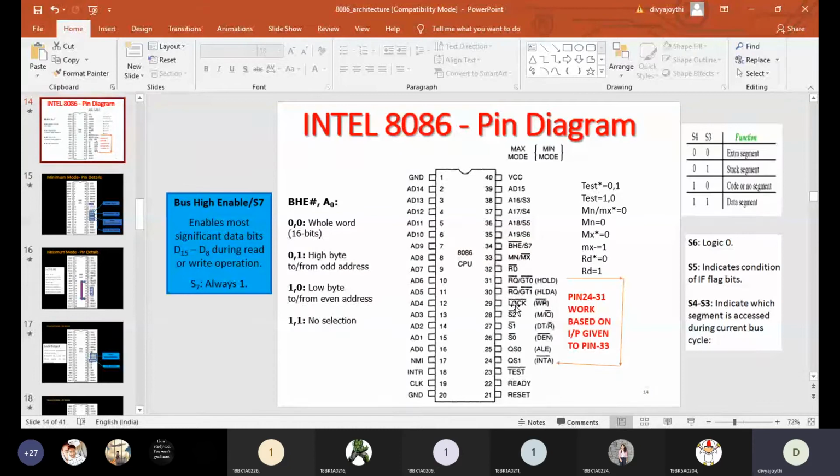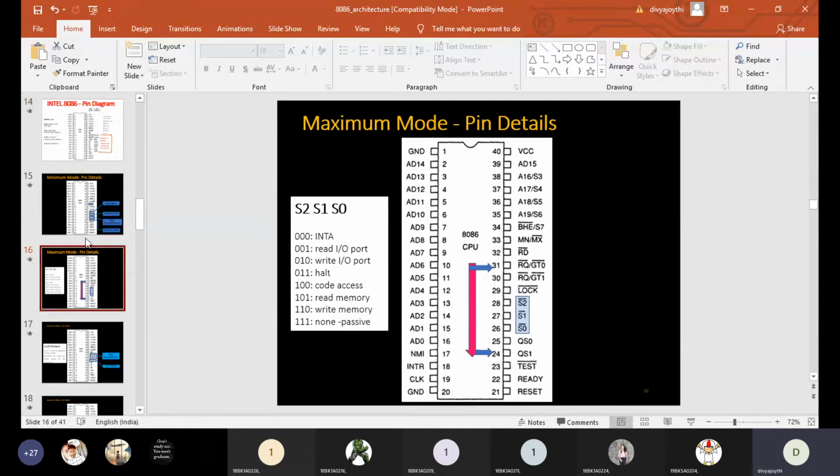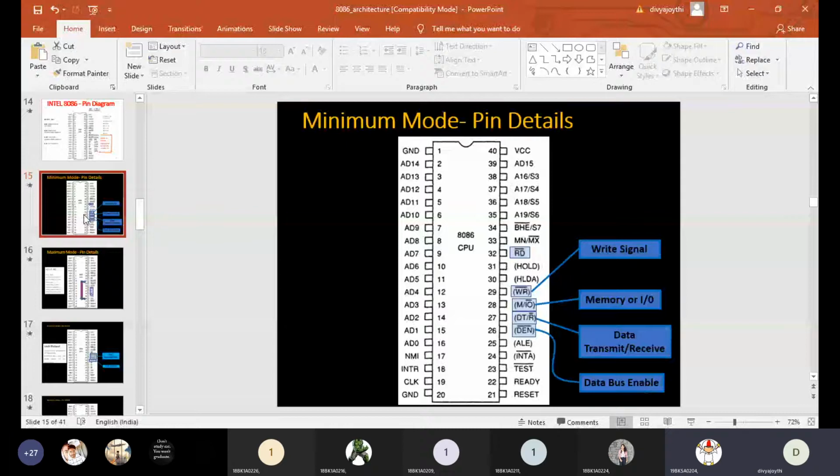So what are minimum mode functionalities? Whatever functionalities are represented within the braces, only they have to be mentioned if the question is specifically asking about minimum mode. Guys, are you clear with me? Yes, ma'am.